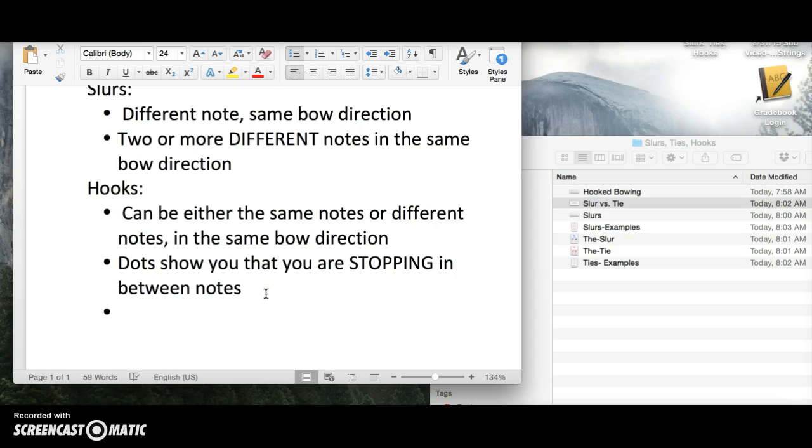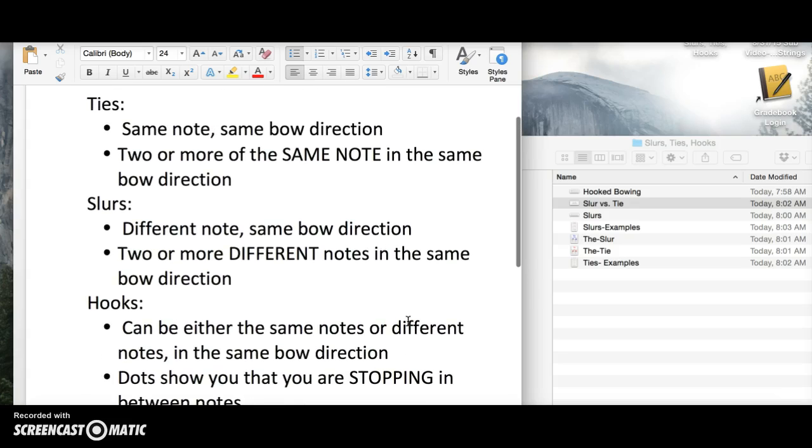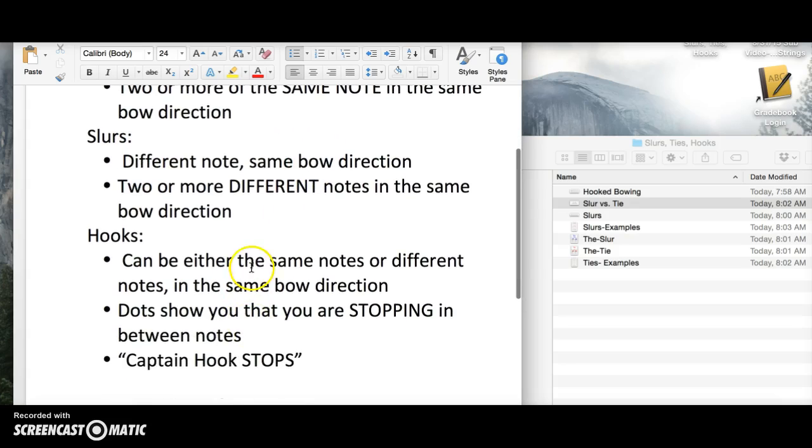And we can remember Captain Hook stops to tell his evil plan. Okay? So just to review one last time. Ties, same note, same bow direction. Slurs, different notes, same bow direction. And hooks can be either the same or different, but we are stopping between notes in the same bow direction.